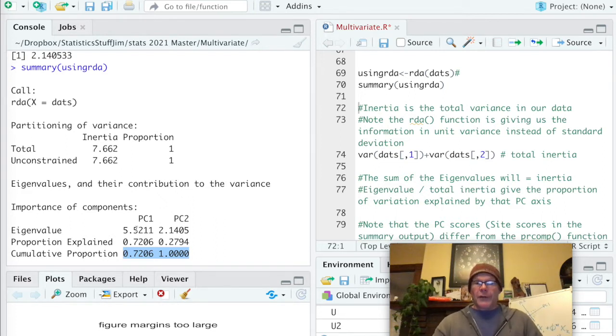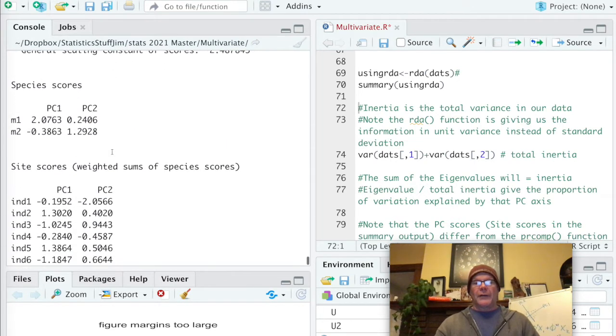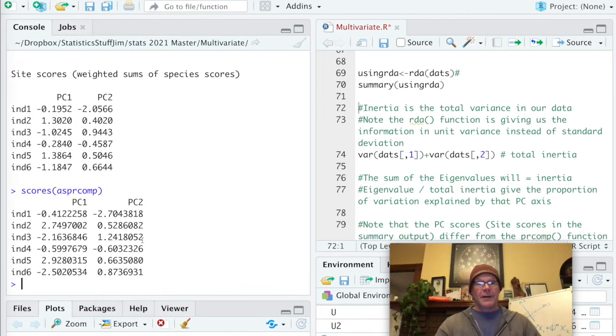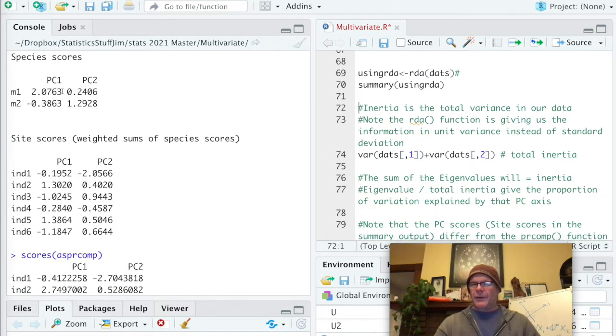So the scores that you get out of the RDA function are slightly different than the scores that we got when we did it using the prcomp function. So scores, I'm going to do it this way because otherwise I'm going to get lost. So where did we do that? Scores, right? Here's our scores. Okay. Notice that the scores are different. And also notice that our loadings, if you will, are different.